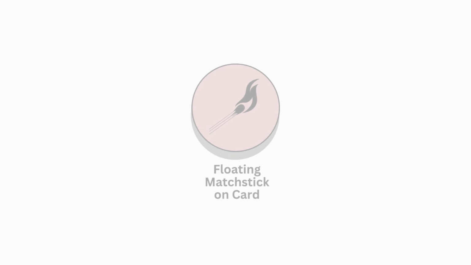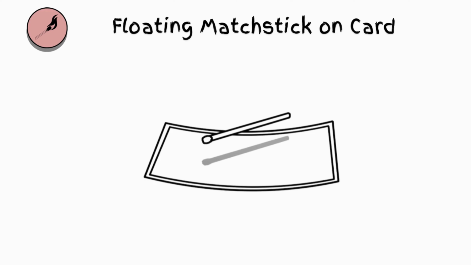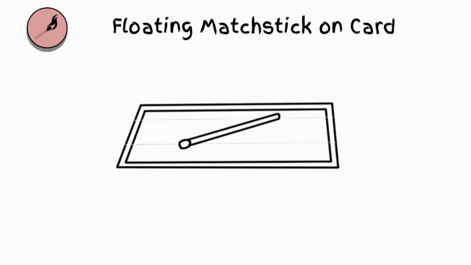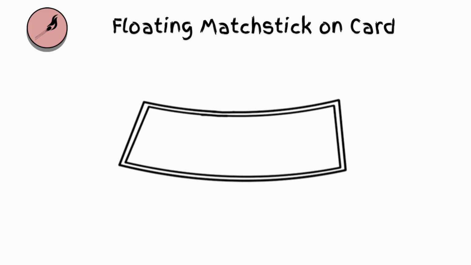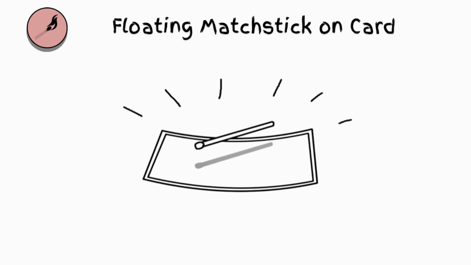Floating matchstick on card. A matchstick is made to look as though it floats above a playing card. This effect is done by placing an invisible thread across the card. When bent, the matchstick rests on the thread, giving it a floating appearance.